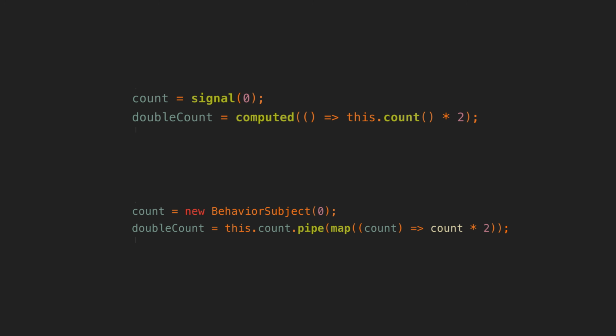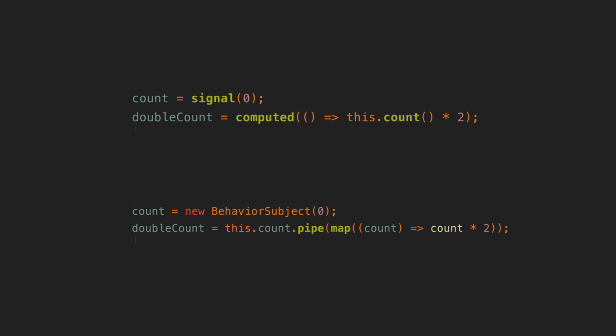But what about when we get into computing derived values? That is to say, if a signal or behavior subject gets a new value, we want to run some kind of computation on that value to produce some other value. Again, reasonably similar syntax here. You could argue the signal syntax is slightly simpler, but still the differences are pretty trivial.